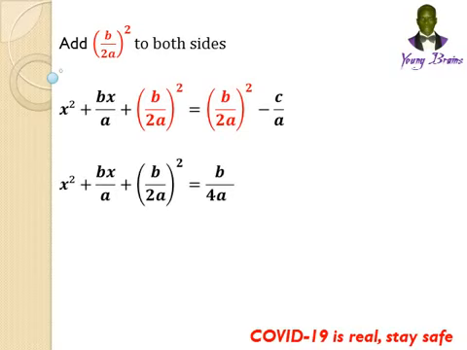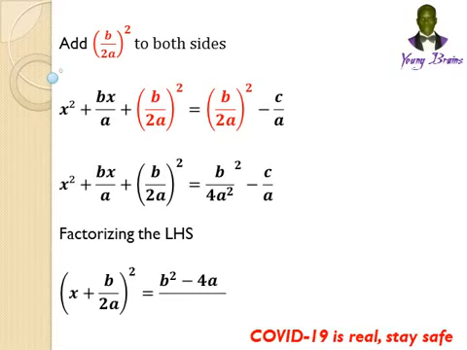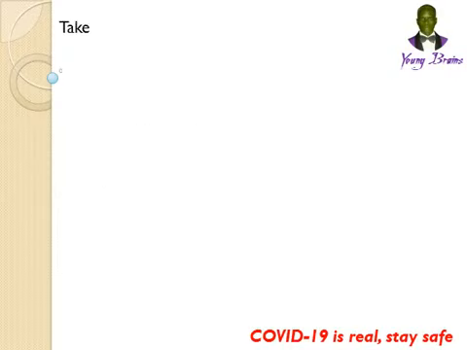We now expand the right hand side and we get x squared plus bx divided by a plus b divided by 2a squared equals b squared divided by 4a squared minus c divided by a. By factorizing the left hand side, we have x plus b divided by 2a, squared, and finding the LCM on the right hand side, we have b squared minus 4ac divided by 4a squared.